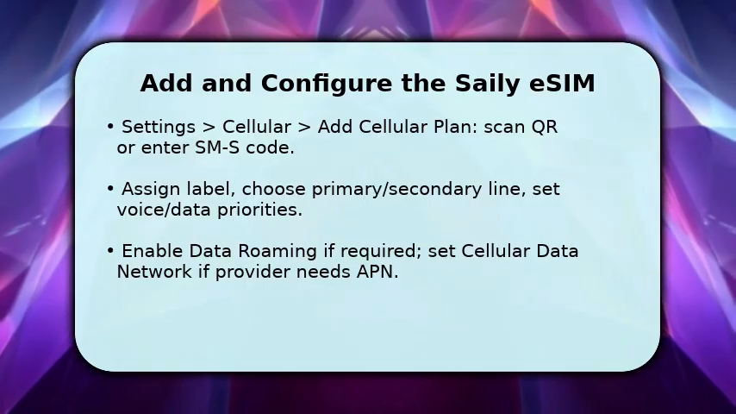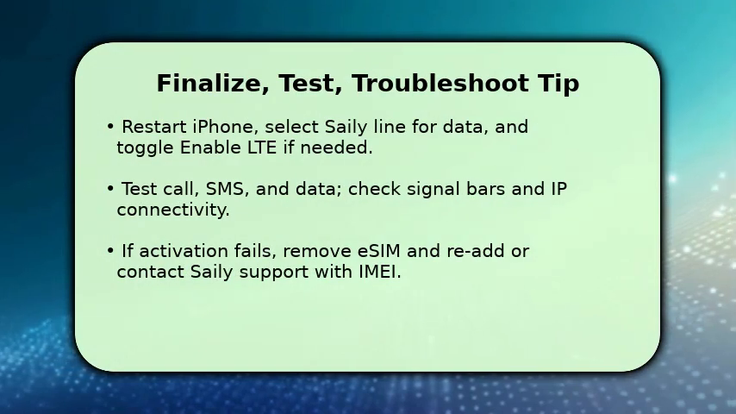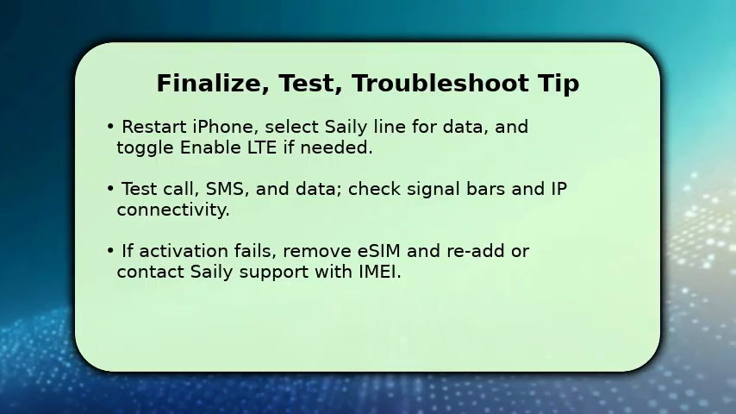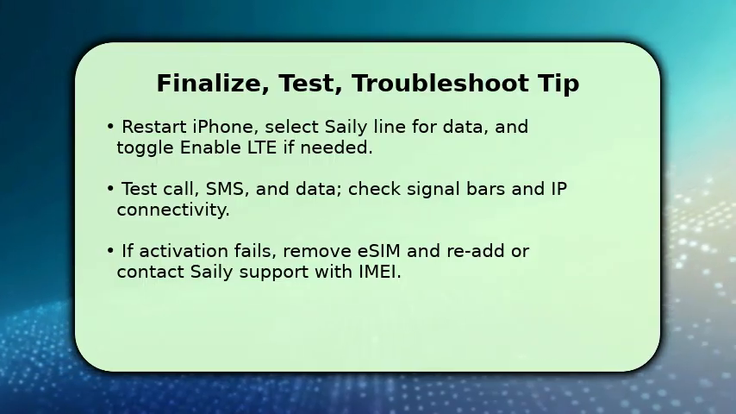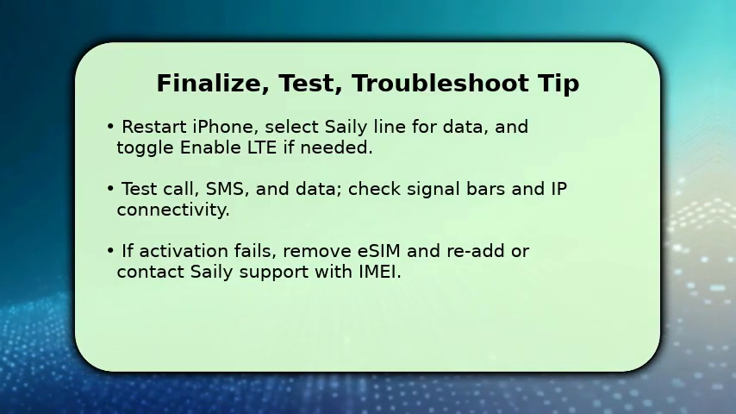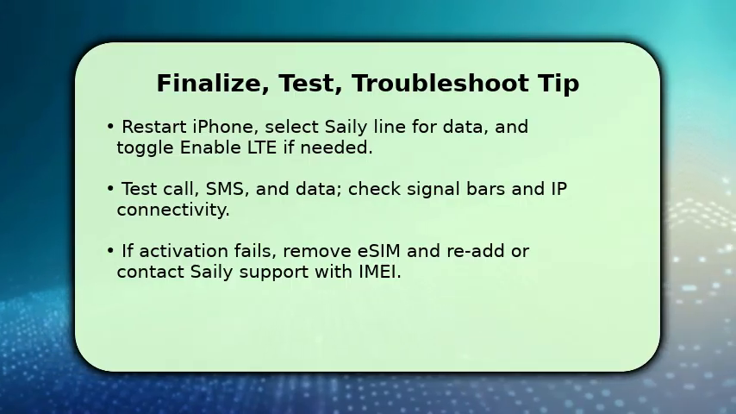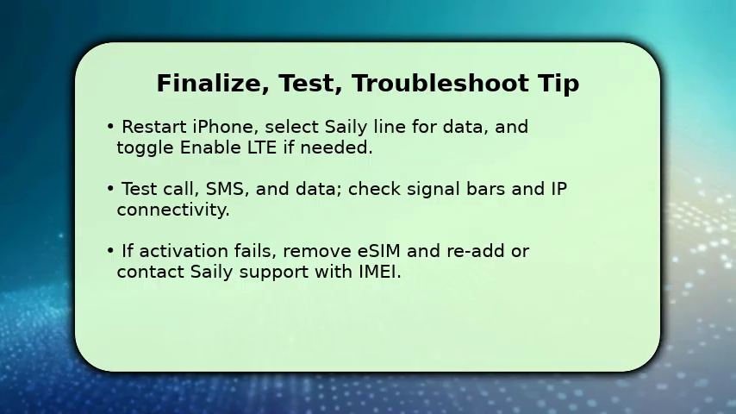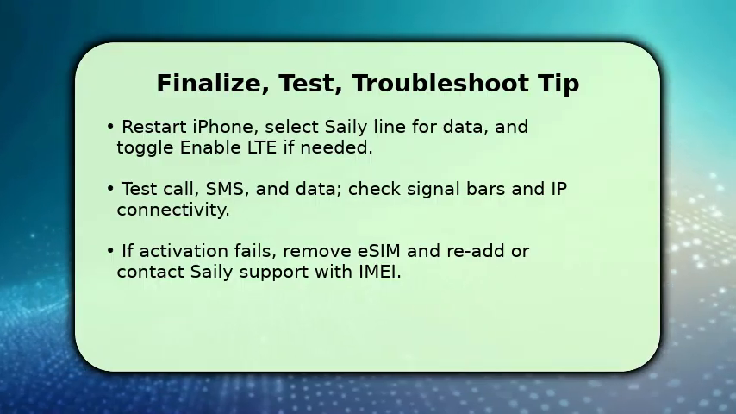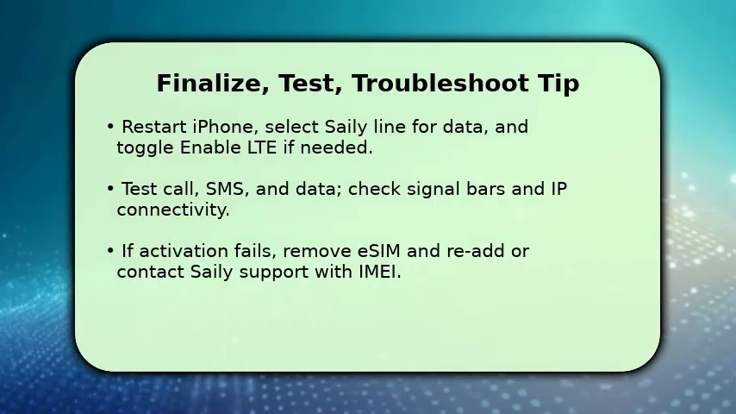You finish by restarting the iPhone so the network registers the new profile. Then explicitly select the Saily line for cellular data and enable LTE if the network demands it. Test by making a call, sending an SMS, and loading a web page to confirm IP connectivity and DNS resolution.